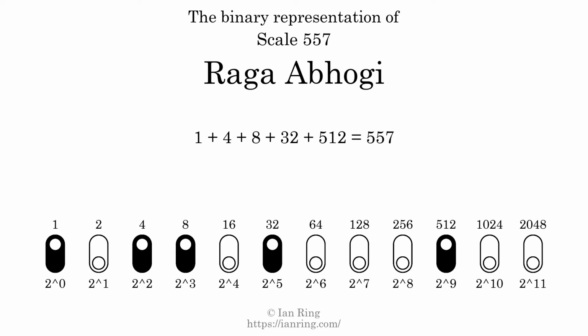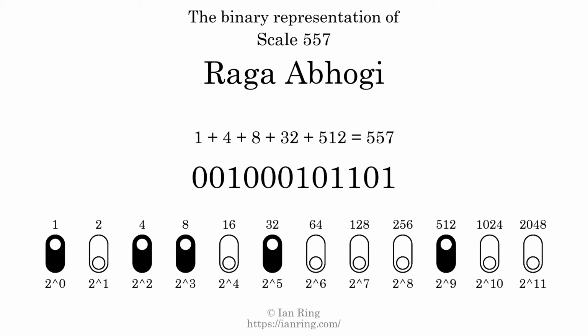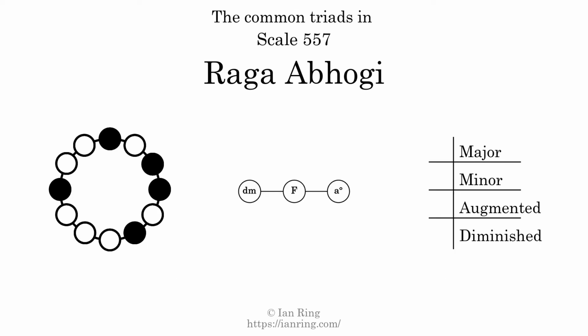The scale number not only enumerates the scale with a unique index, but it also literally describes the tonal content of the scale. Represented as a binary number in base 2, the scale number is 001000101101. Here are the common triads present in this scale.